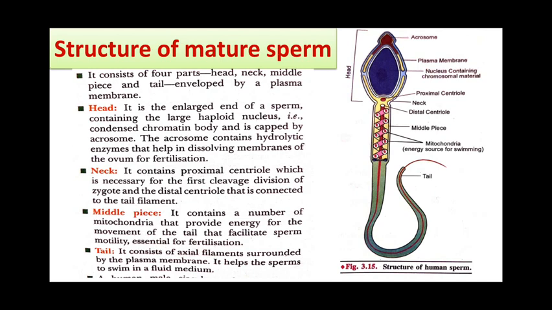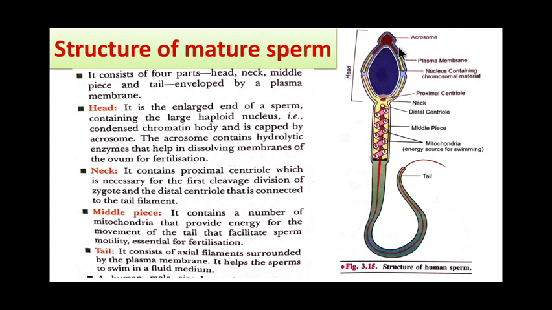Now we have seen the process, here we will be dealing with the structure of a mature sperm. A mature sperm cell consists of 4 parts, that is head, neck, middle piece and tail. A plasma membrane envelopes the whole body of the sperm, and the sperm head contains very little cytoplasm, an elongated haploid nucleus, and the anterior portion of the head has a cap-like structure which is called the acrosome.